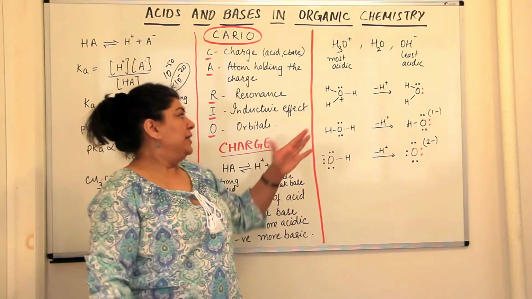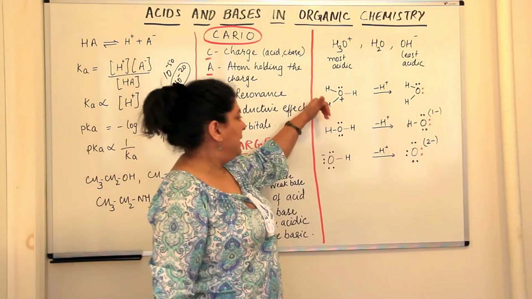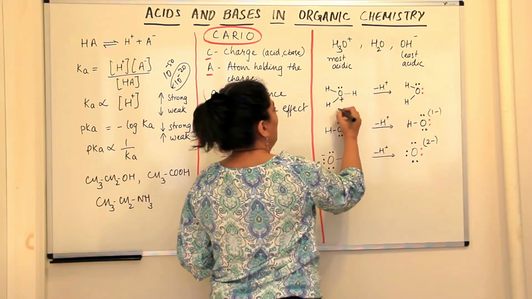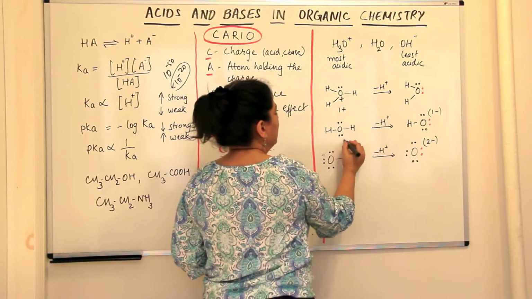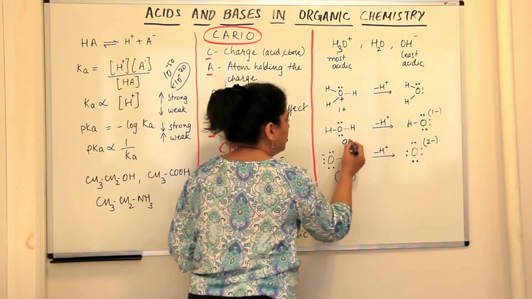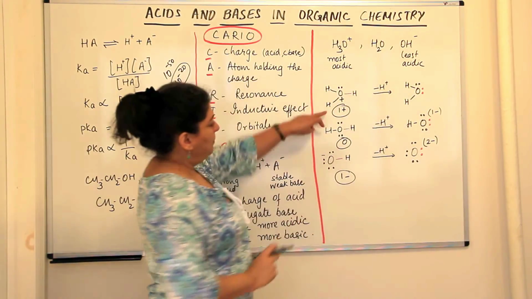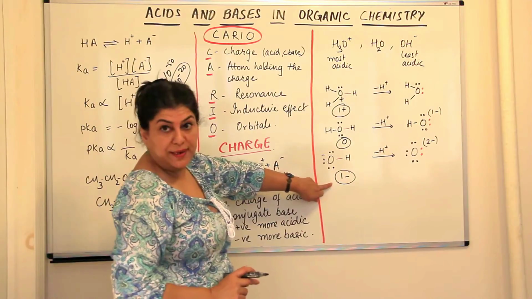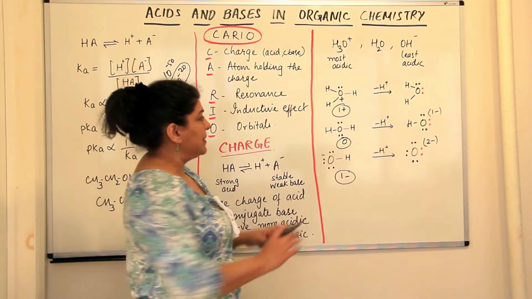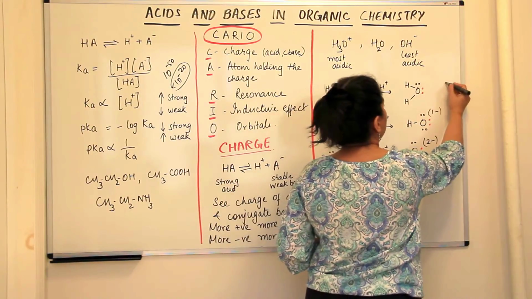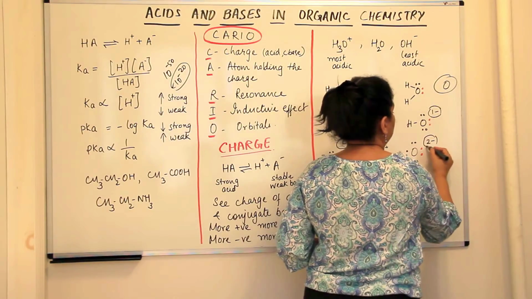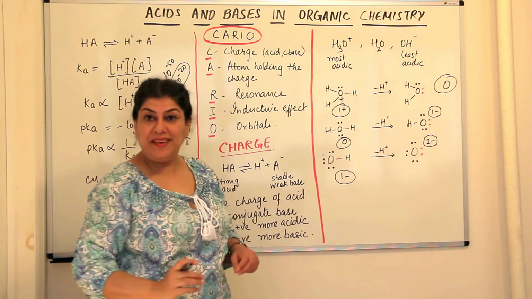Now this is H3O positive, this has a positive charge, right? This has 1 positive charge. This is neutral, and this has 1 negative charge, right? The 3 species here have charges of 1 positive, 0, and 1 negative. We said look at the charges of both the acids and the conjugate bases. What are the charges of the bases here? This is 0, this is -1, which I have put here, and this is -2, right?